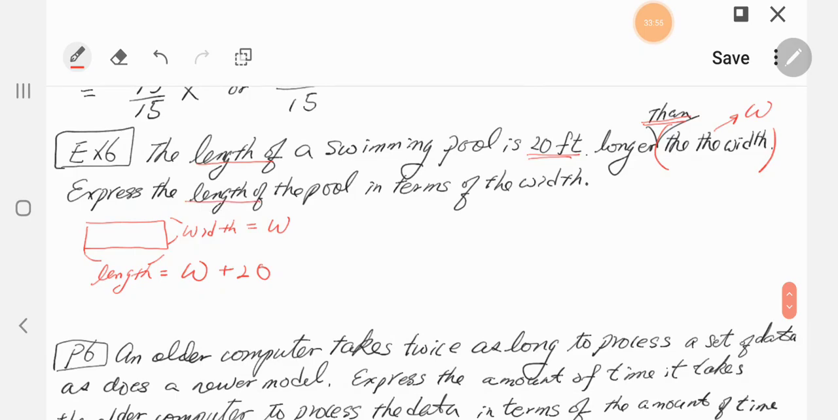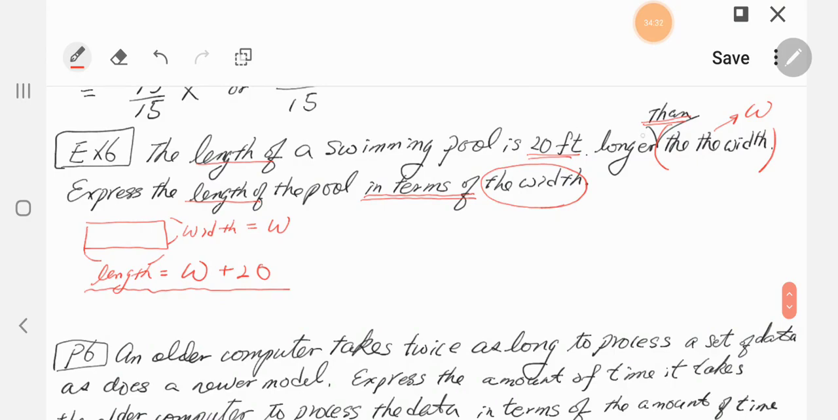Express the length of the pool in terms of the width. Look at this. In terms of the width means the expression should be written in this variable. In terms of something means it must be the expression using this variable. So this is the answer. The length of the pool is what? W plus 20. And W plus 20 is the expression for the length of the pool.